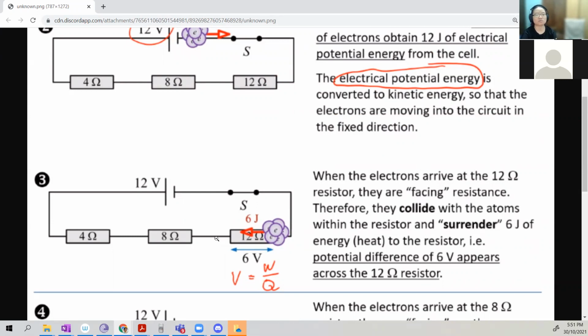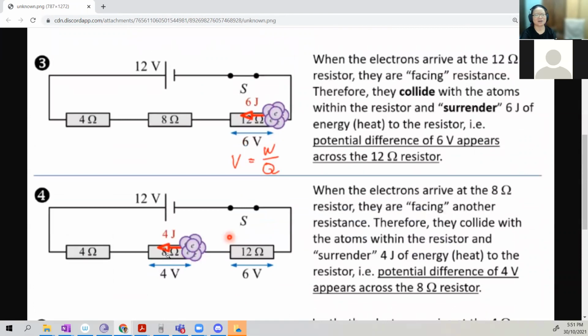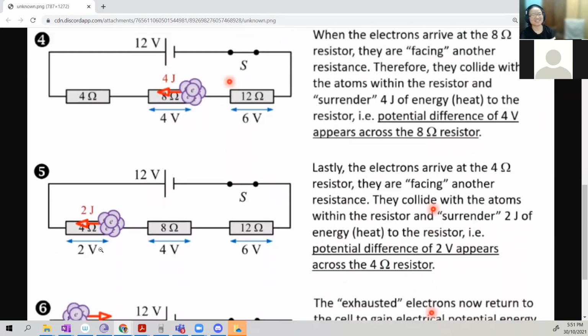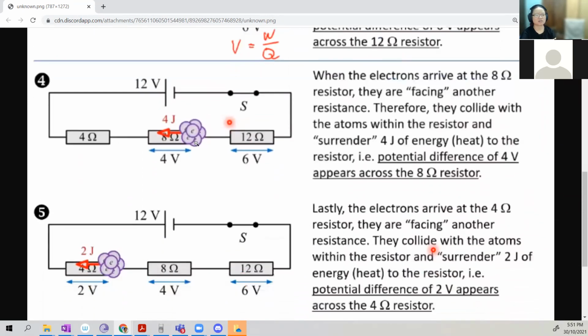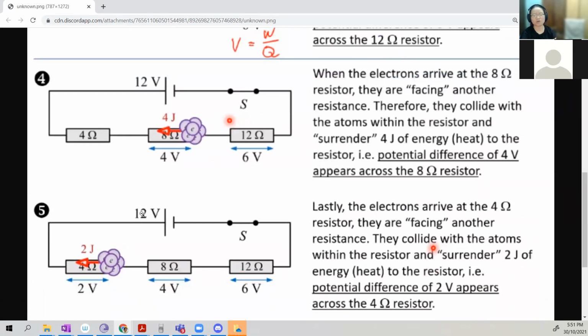Okay, I lost 6 joule. And then I go through the 8 ohm, I lost another 4 joule. 12, I lose 6. 8, I lose 4. All can use ratio one. Are you very smart one? Now 4 ohm, you lose how many joules? 2. So every time I lose all my energy. So think about this. What is 6 plus 4 plus 2? 12, correct. So by the time you come back, you get another 12 joule of boost.